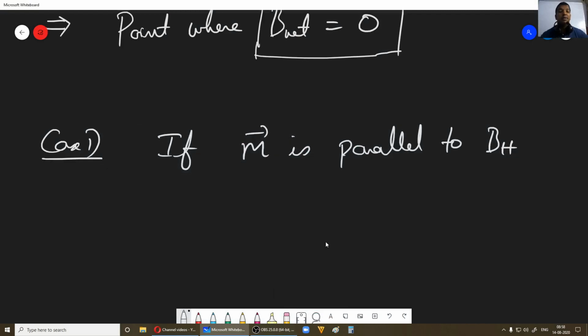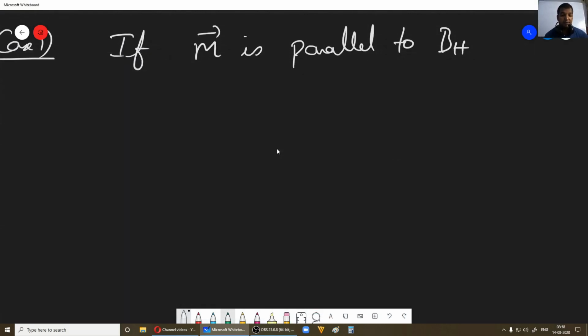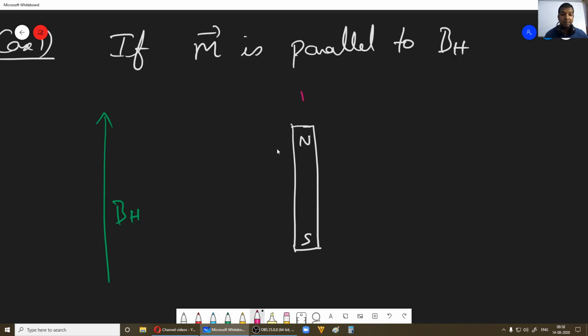Say this is the magnitude and direction of BH at some place. Its direction and magnitude, we'll assume to be constant. Now you are placing the bar magnet this way, so here M has to be parallel to BH. This is how the magnetic moment M due to the bar magnet looks like. And if you try to visualize the magnetic field pattern, it will be like this.